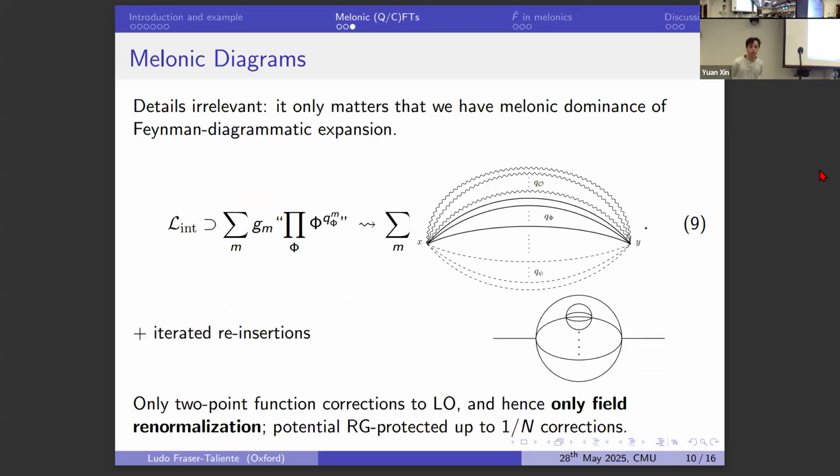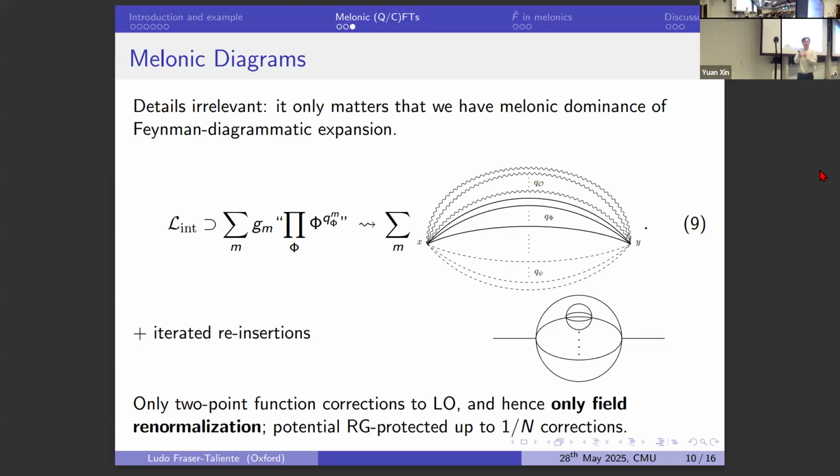So what do they do? The details, as I said, are irrelevant. So I'm just going to give you a schematic Lagrangian, which is quite important, so that it matters only that you have this melonic dominance of the Feynman diagrammatic expansion. Basically, you only have diagrams that look like this guy, and then iterated reinsertions of this on the legs. So this is an example. You just take the big diagram and you put it inside.